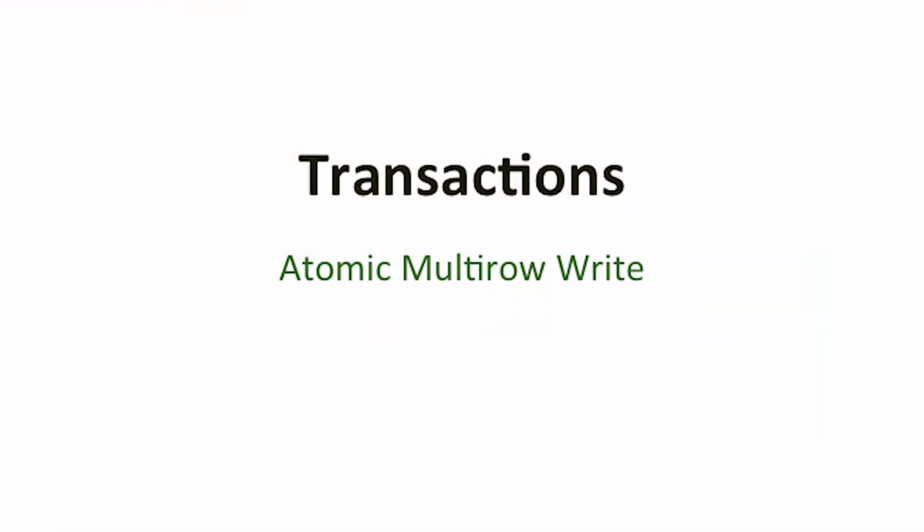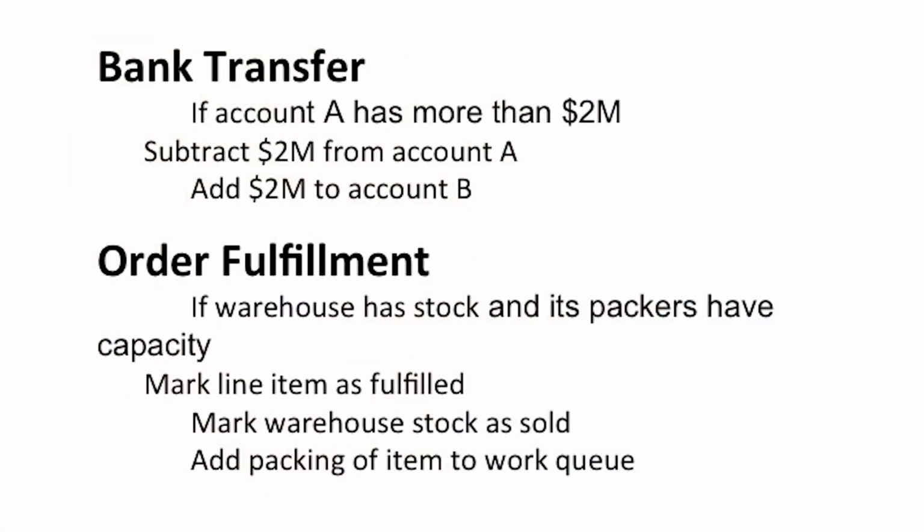The atomic multi-row write gives us a tool to handle these situations. Here are a couple representative examples of transactions, and I want to emphasize representative. Banks and merchants are free to implement their business processes in any number of ways, but these illustrate some of the problems that can arise.